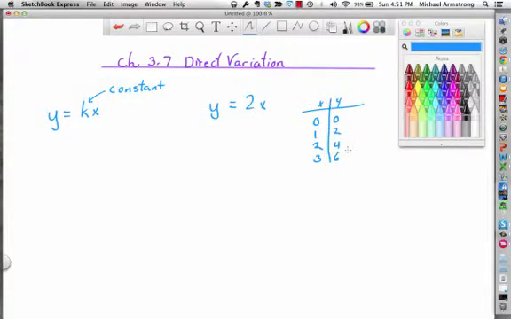And you can see this direct variation. As x gets bigger, so does y. Now, y happens to get bigger twice as fast as x does because we're multiplying by 2. And it depends on what this constant k is. K is the 2. It's the number that doesn't change. The x and the y change each time.